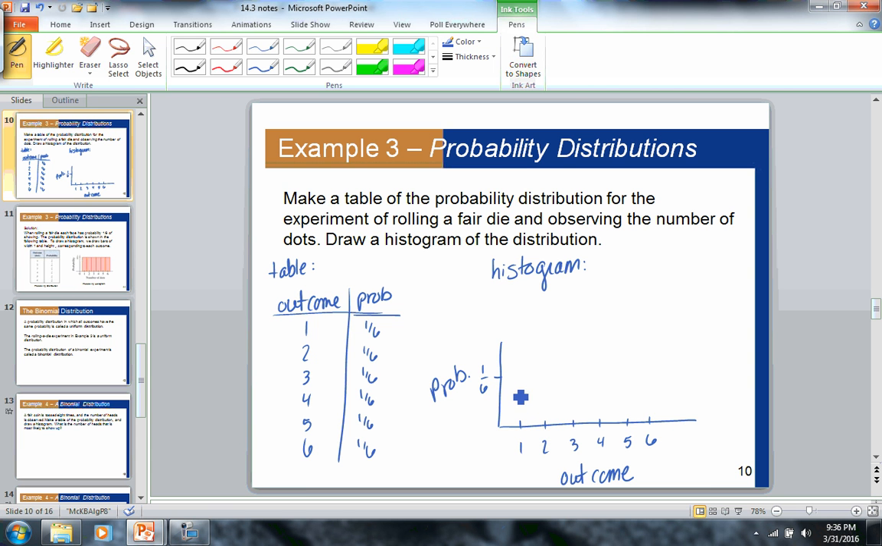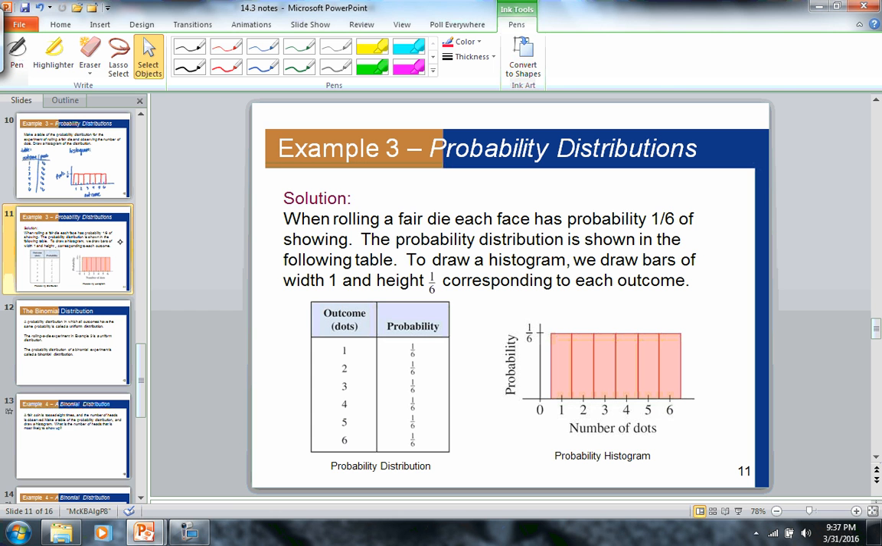Now when I make my bars, they'll go up to that probability and over. And my next one's going to go up and over. And I want to try and make my bars all the same size. So if you want to use graph paper, you can. Mine look a little bit off because I'm drawing it by hand. But you get the idea that every single one is the same width, and the only thing that varies in them is the height. And we want them all to be touching. We want them all right next to each other. And the book does a nicer job of making that graph look nice and neat there.